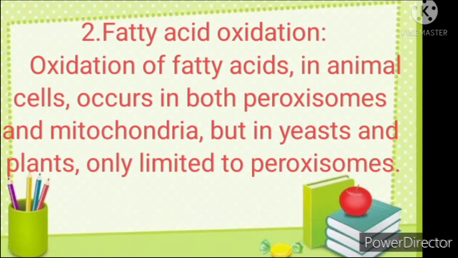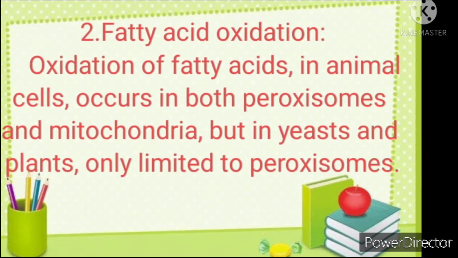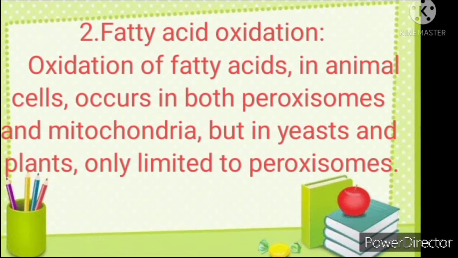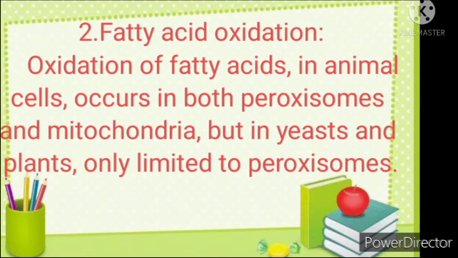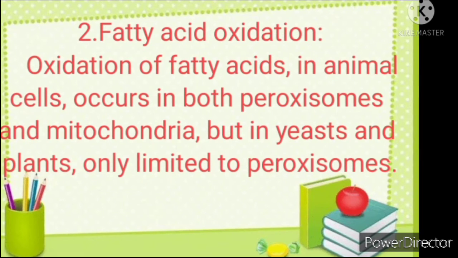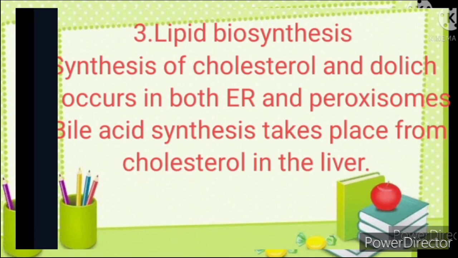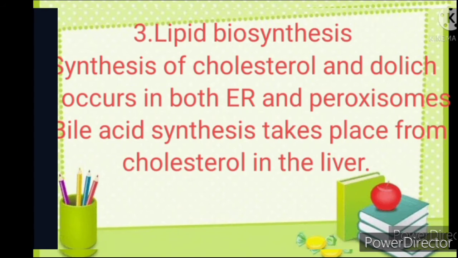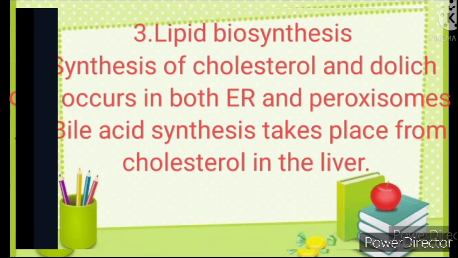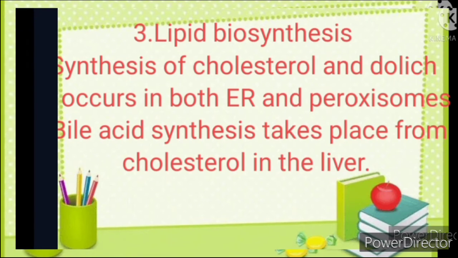Second is fatty acid oxidation. Oxidation of fatty acids in animal cells occurs in both peroxisomes and mitochondria, but in yeast and plants it is limited to peroxisomes. Third is lipid biosynthesis. Synthesis of cholesterol and dolichols occurs in both the ER and peroxisome. Bile acid synthesis takes place from cholesterol in the liver.